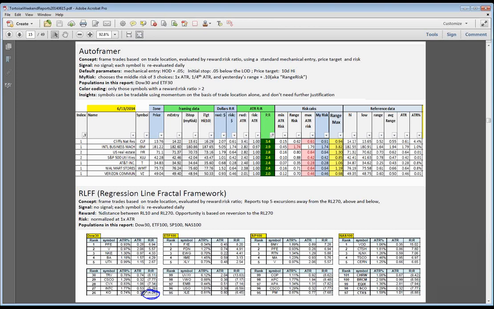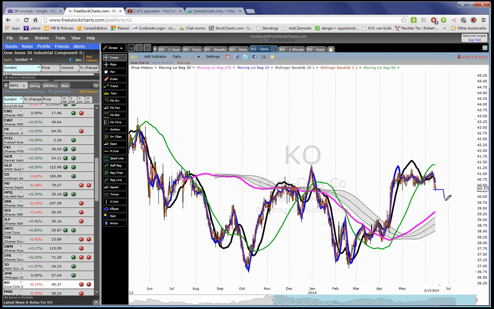So if you can manage 1 ATR in Coca-Cola, which is about 35 cents, you have a 4-to-1 trade on a reversion back to the 270. So this is a 4-to-1 trade frame inside here. So 4-to-1, using 1 ATR as your risk.